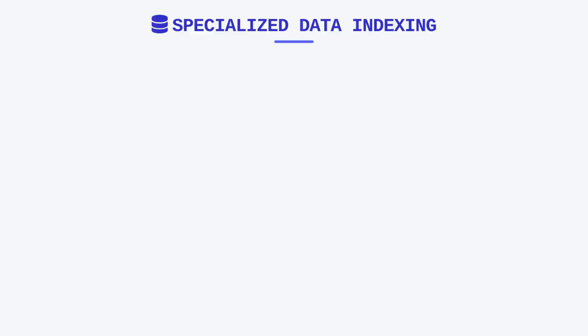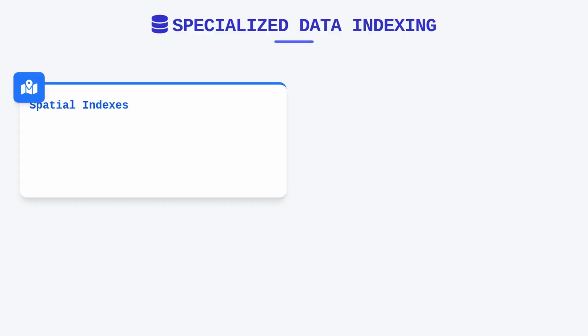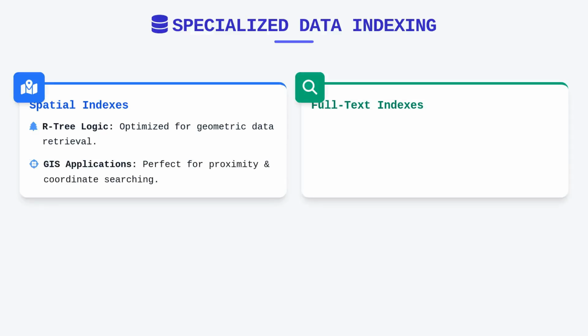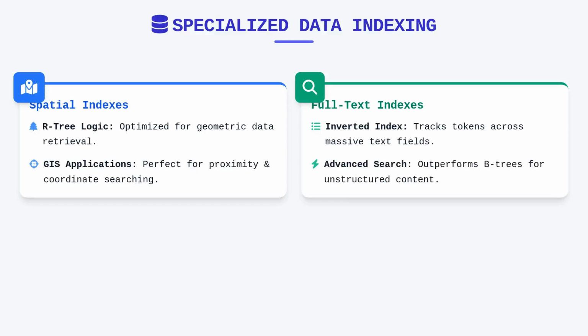For specialized data requirements, we must discuss spatial and full-text indexes. Spatial indexes, utilizing R-trees, allow for efficient geometric data retrieval, which is critical for GIS applications where proximity searching is the primary access pattern. Full-text indexes, conversely, operate on an inverted index architecture to track tokens appearing across large text fields, enabling sophisticated searching that traditional B-trees simply cannot handle.